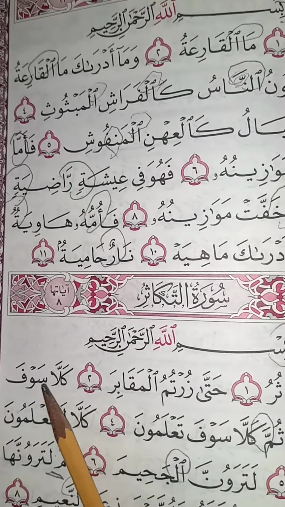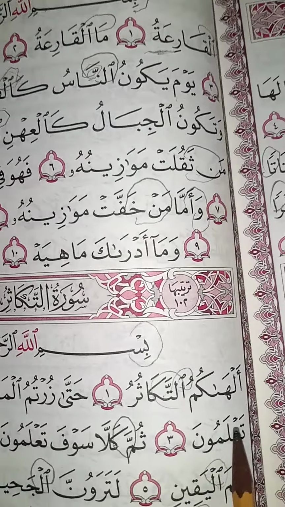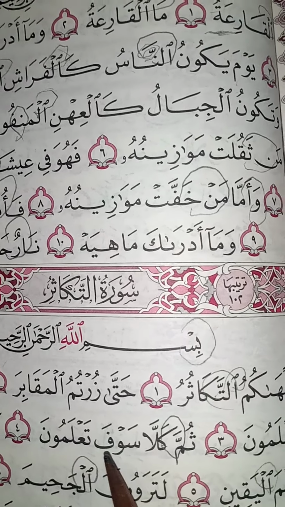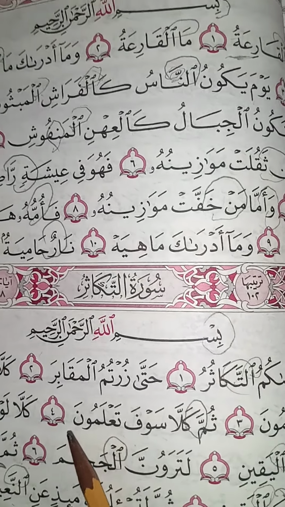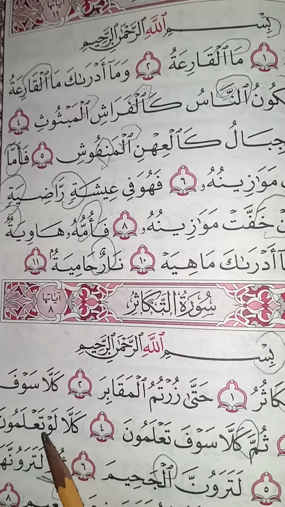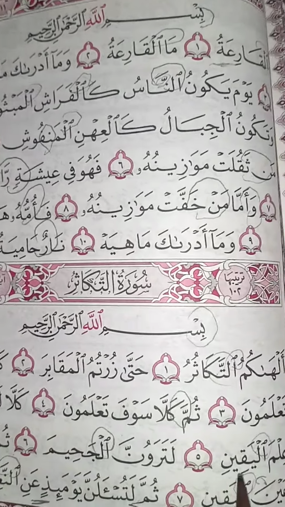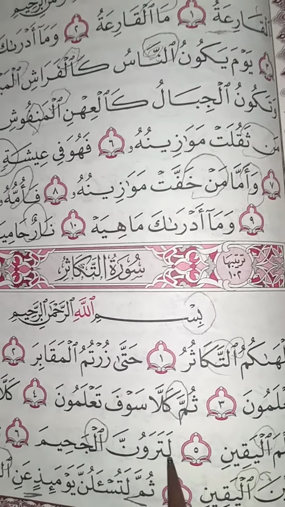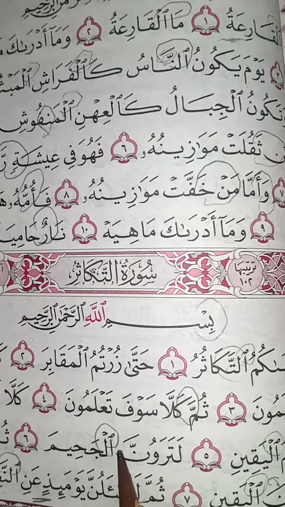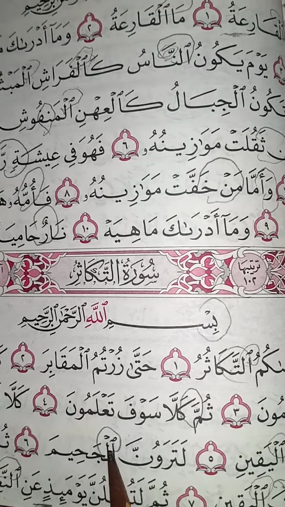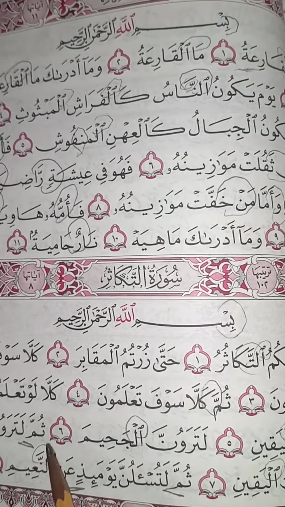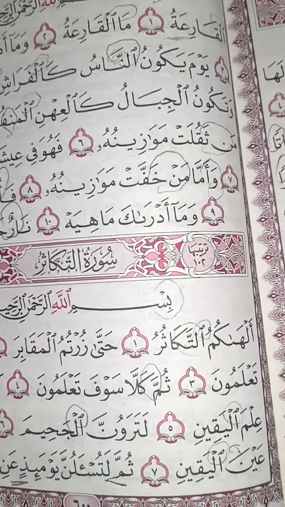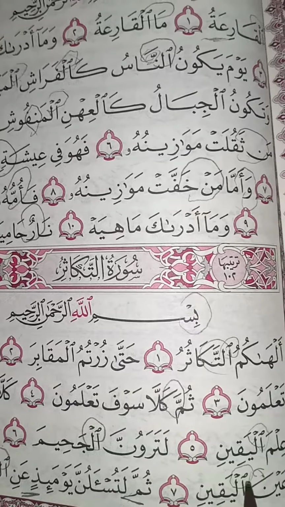Kalla sawfa ta'lamun. Thumma kalla sawfa ta'lamun. Kalla law ta'lamuna 'ilmal yaqin. This is going to be qamariya, al-yaqin. La tarawunnal jahim. So there you have another qamariya, al-jahim. Thumma la tarawunnaha 'aynal yaqin, again.